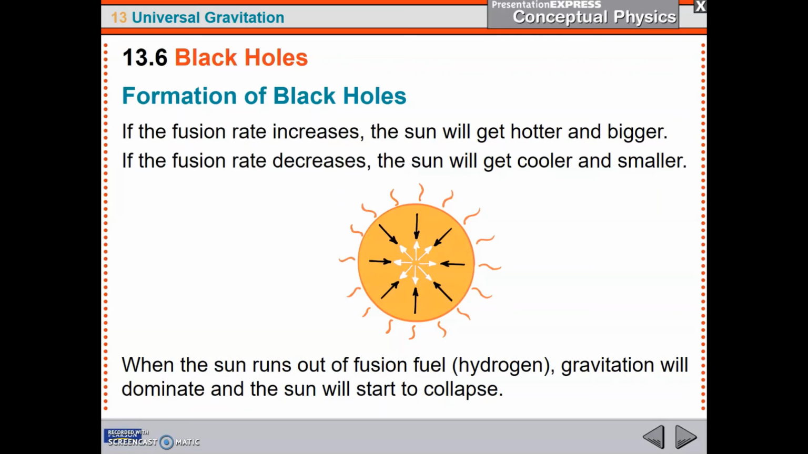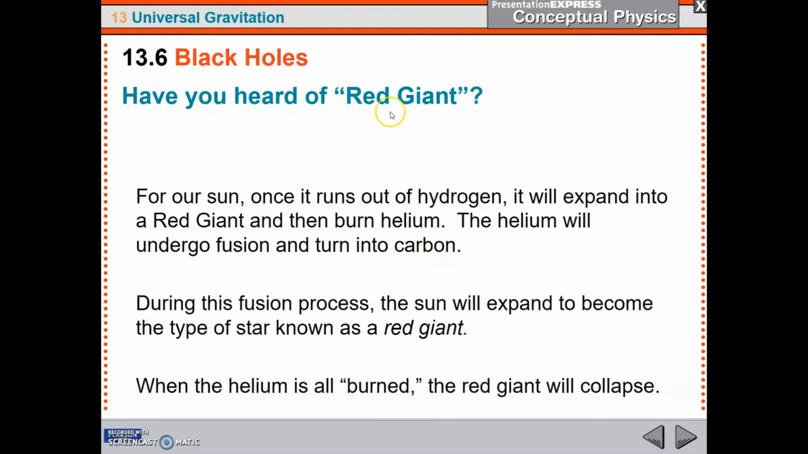Have you ever taken an astronomy course or studied astronomy, maybe in middle school? Have you ever heard of a red giant? If you have, here's what happens. For our sun, once it runs out of hydrogen, it will expand into a red giant, and then it burns helium. The helium will undergo fusion and turn into carbon. During this fusion process, the sun will expand to become the type of star known as a red giant. So before it dies, the sun will expand out past the orbit of Venus, maybe even past the orbit of Earth. Yes, past the orbit of Earth, and it will be a red giant.